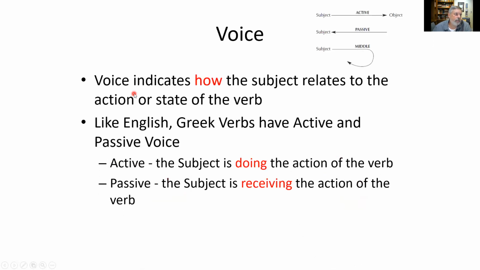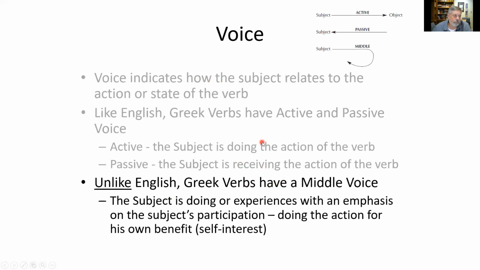The voice indicates how the subject relates to the action or the state of the verb. Like English, Greek verbs have an active and a passive voice, although they also have a middle voice, which we'll touch on in a moment. Active voice, the subject is doing the action of the verb. Passive voice, the subject is receiving the action of the verb. So I have these little diagrams at the top here. The subject is doing the action of the verb to the object. That's the active voice. The subject is receiving the action of the verb, probably from an object. That's the passive voice. But on the middle, which I think is my next slide, yeah.